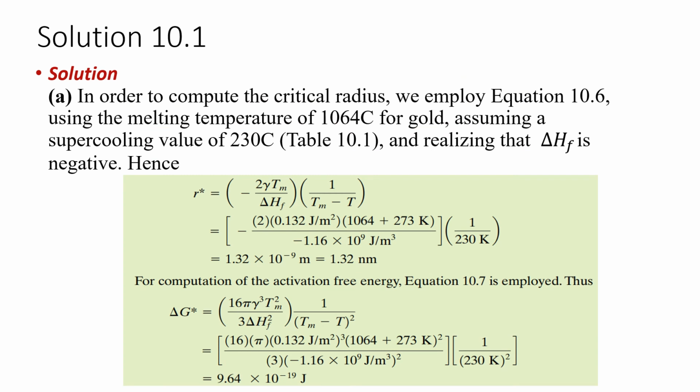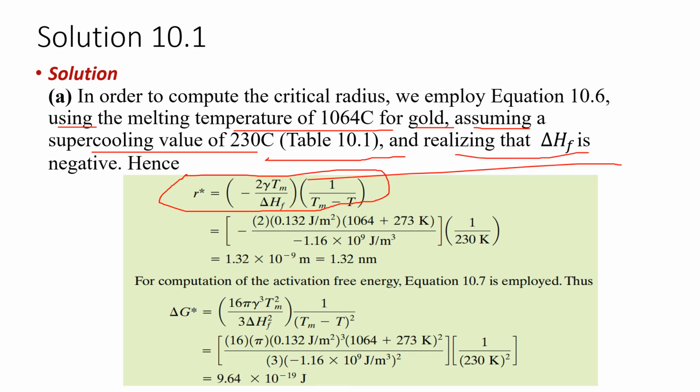Solution. In order to compute the critical radius, we employ equation 10.6 because ΔHf is given. This is equation 10.6. When Tm and ΔHf are given, we have derived this equation using the melting temperature of 1064 degrees centigrade for gold, assuming a supercooling value of 230 degrees centigrade, which is taken from Table 10.1. This will be given if this question comes in an exam, and realizing that ΔHf is negative.